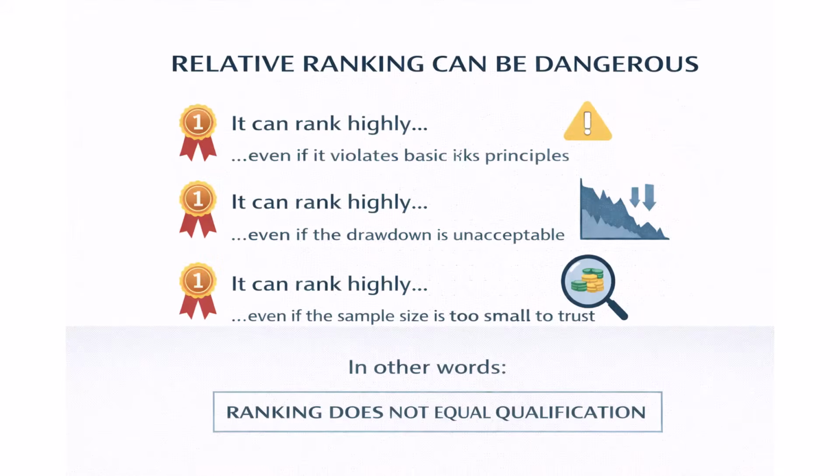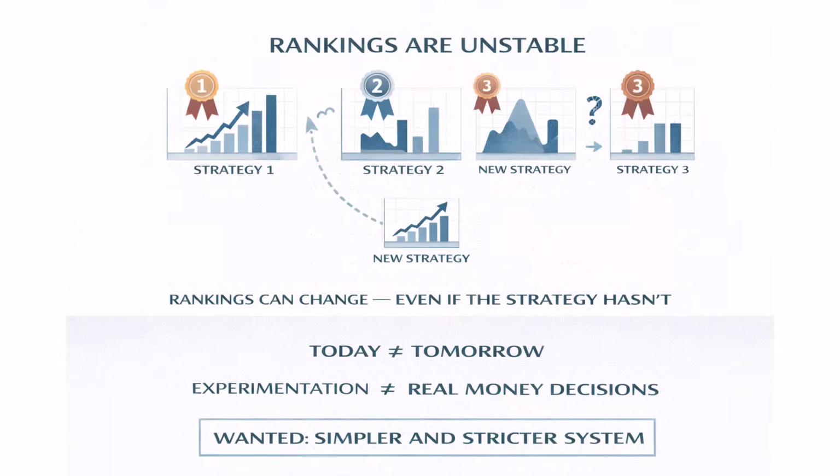And this is where relative ranking quietly becomes dangerous. Because a trading strategy can rank highly even if it violates basic risk principles. It can rank highly even if the drawdown is unacceptable, and it can also rank highly even if the sample size is too small to trust. In other words, ranking does not equal qualification. Another problem is that rankings are unstable. If you add or remove strategies from your test set, the rankings can change, even if the strategy itself hasn't changed. And that means that the score you get today might not mean the same thing tomorrow. For research and experimentation, this is annoying. And for real money decisions, this is a serious problem.